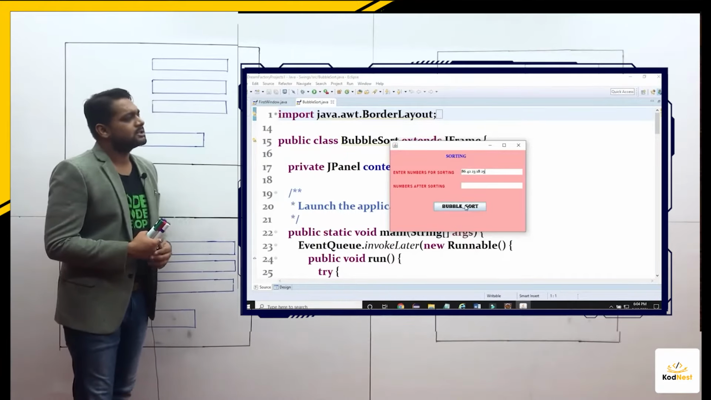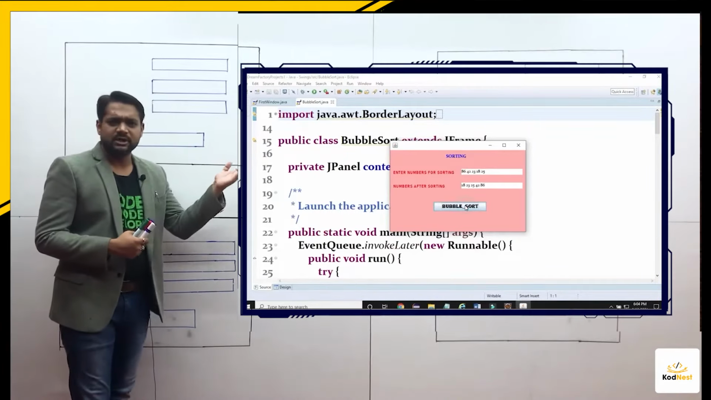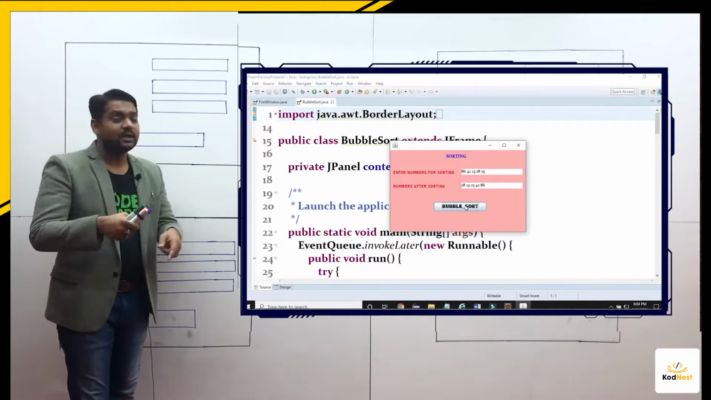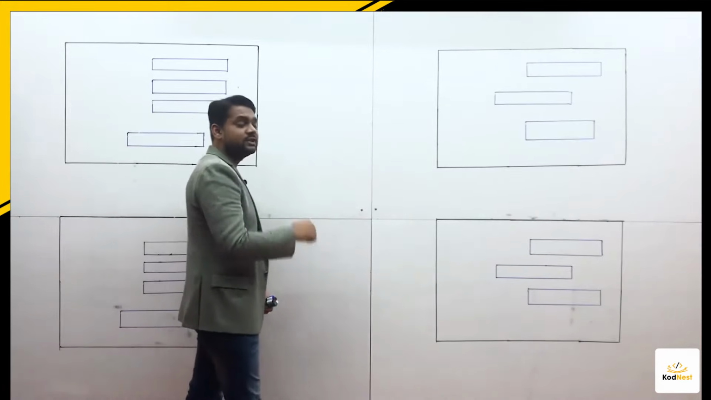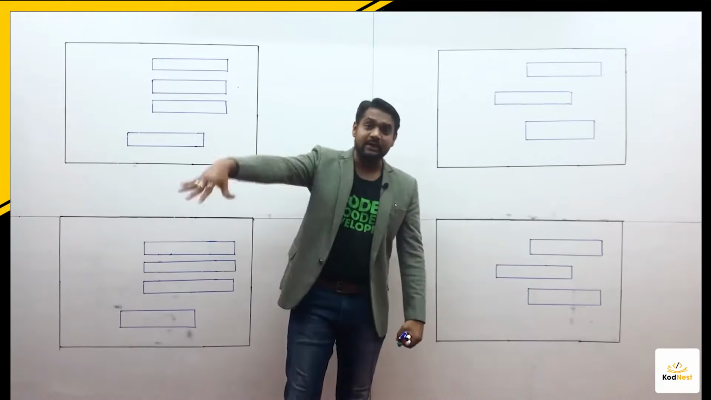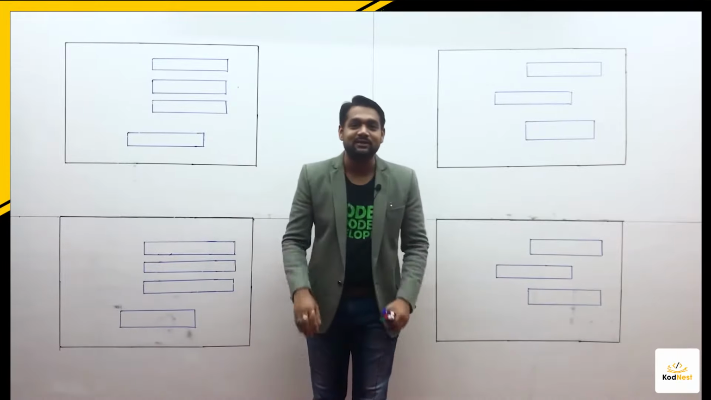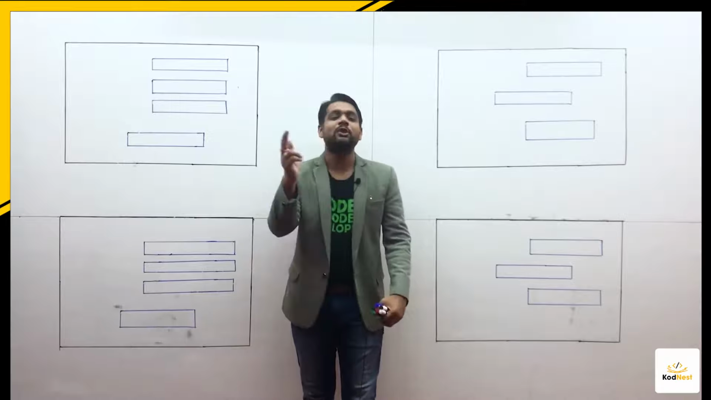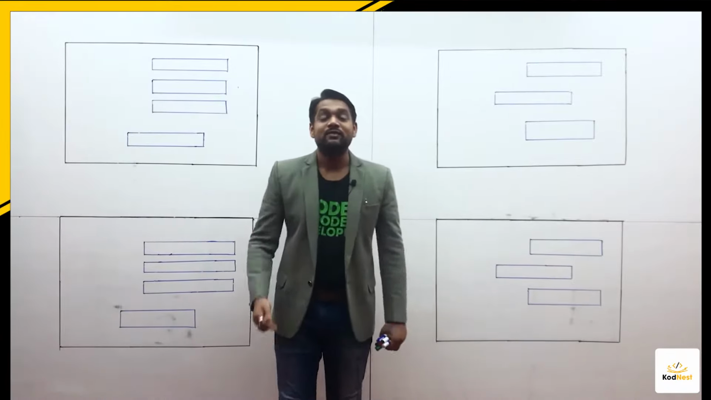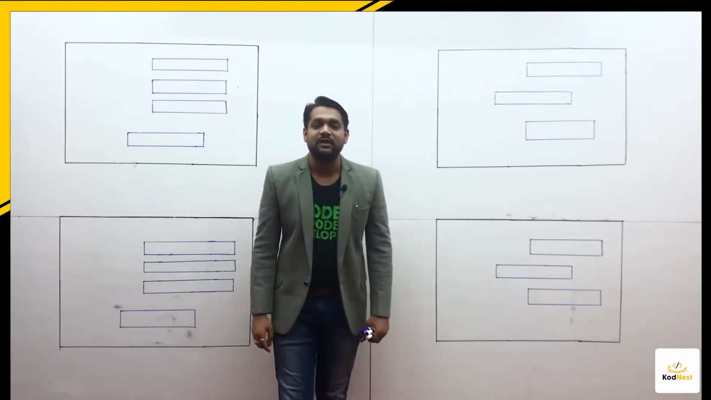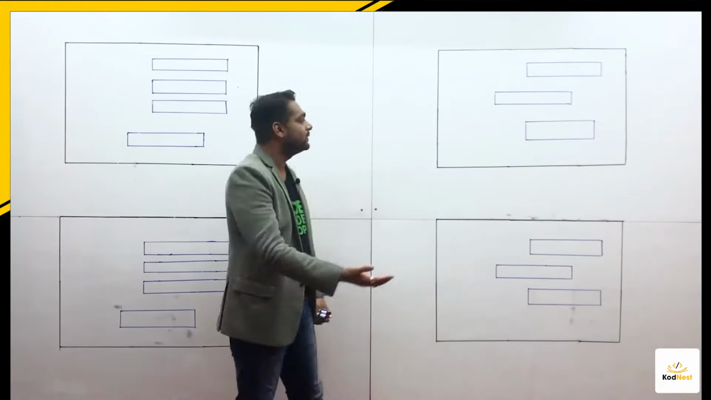If I click on bubble sort, certainly you would see output like this. But we cannot give this source code to the customer or client, asking him to install Eclipse, paste this source code, and right click, run as Java application. No, this we cannot do. We have to convert it to an executable jar file. How to convert? Probably like this.